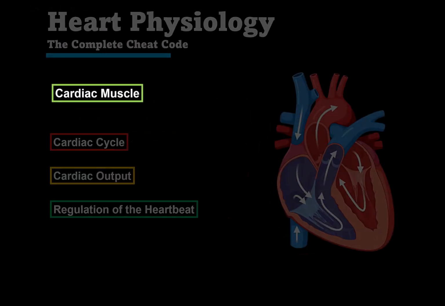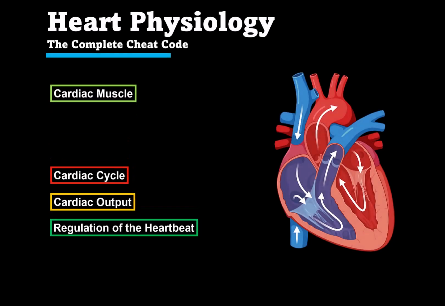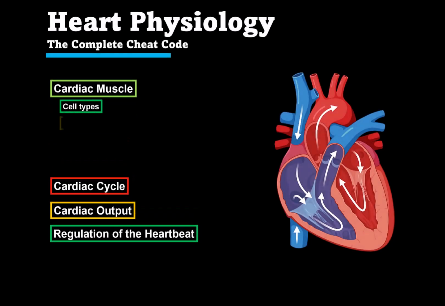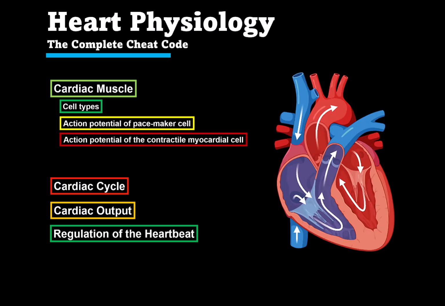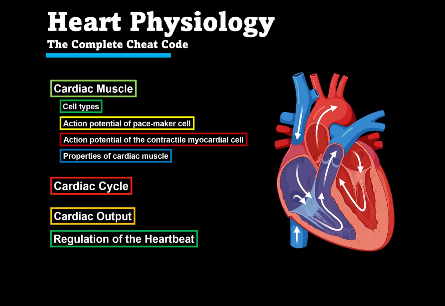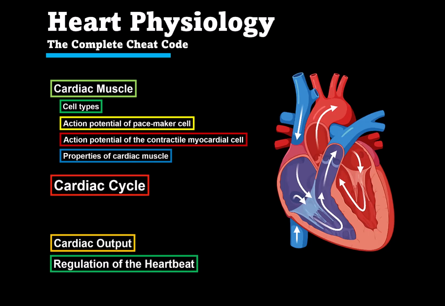Alright, so that was everything I had for the cardiac muscle. We covered the different cell types, the action potentials of the pacemaker cells, the action potentials of the contractile myocardium, as well as the refractory periods and the different properties of the cardiac muscle. The next video is going to be about the cardiac cycle.